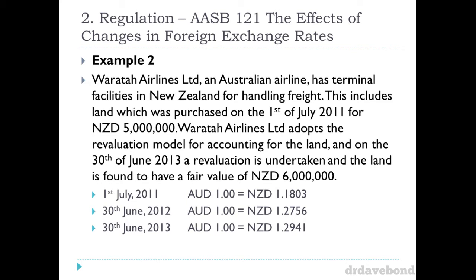This includes land which is purchased on the 1st of July 2011 for New Zealand $5 million. Waratah Airlines Limited adopts the revaluation model for accounting for the land, and on the 30th of June 2013, a revaluation is undertaken, and the land is found to have a fair value of New Zealand $6 million. Over that 2-year period, the rate at the time of purchase was 1.18, and the New Zealand dollar has weakened over that period of time. I'm pretty sure I used real rates, so you can see how much it's improved in close to 2 years since this was done.